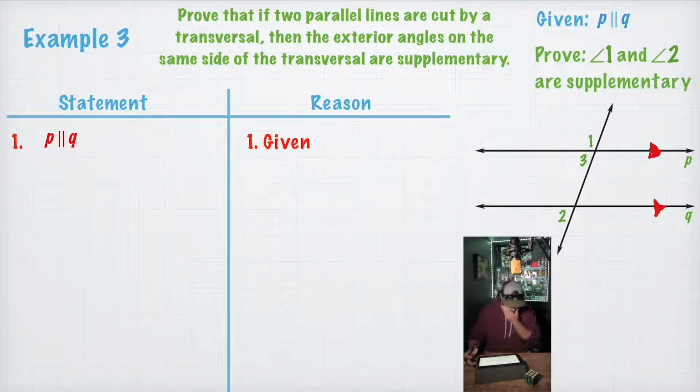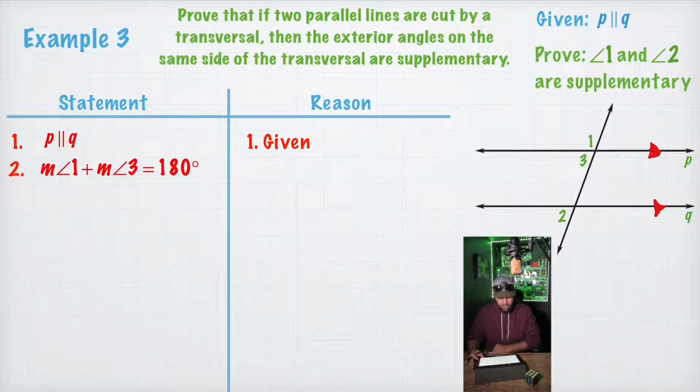The next thing we need to do is try to find some relationship that we can build off of in this graph. Right here, angle 1 and angle 3 lie on the same line, and they're adjacent to each other. So we know they're a linear pair. The measure of angle 1 plus the measure of angle 3 equals 180 degrees, because of the linear pair postulate.